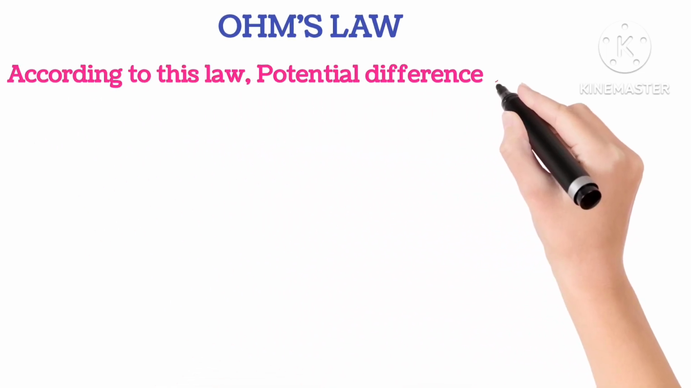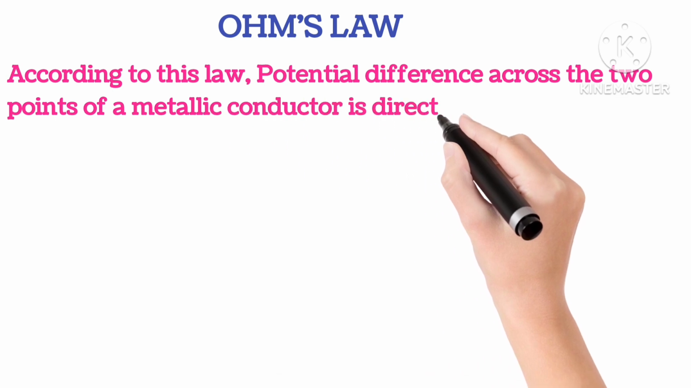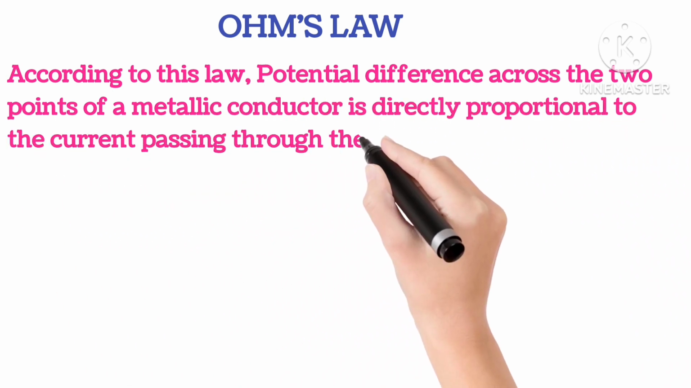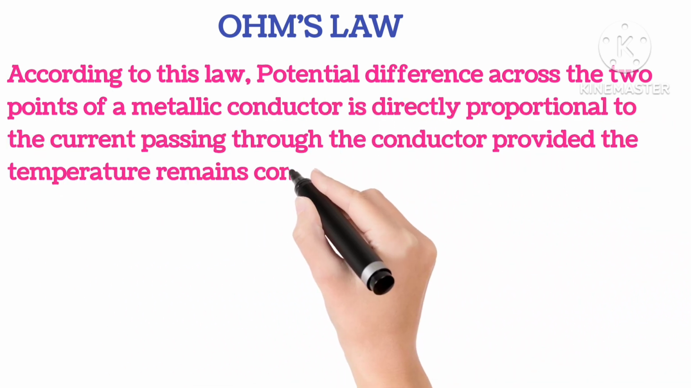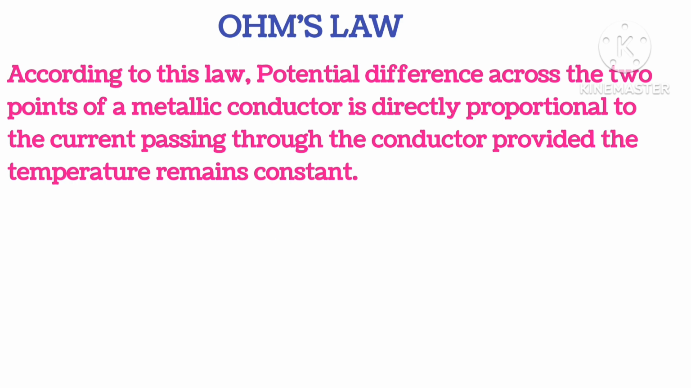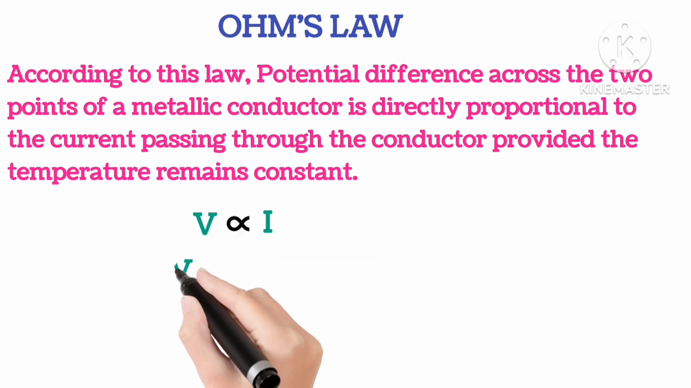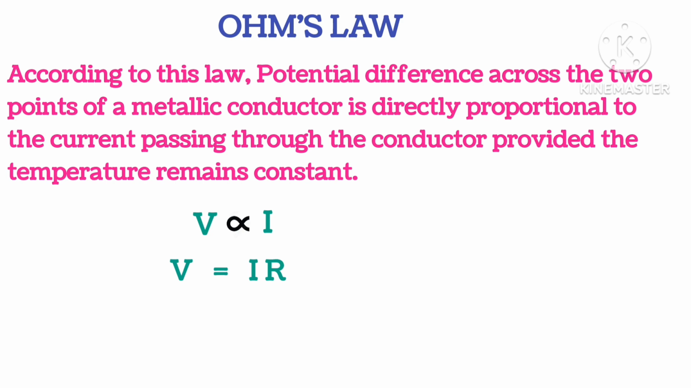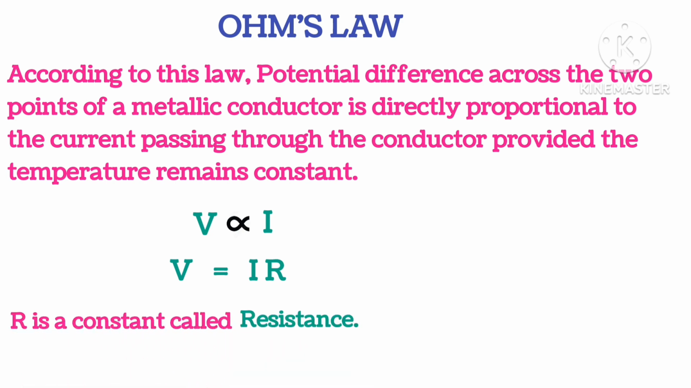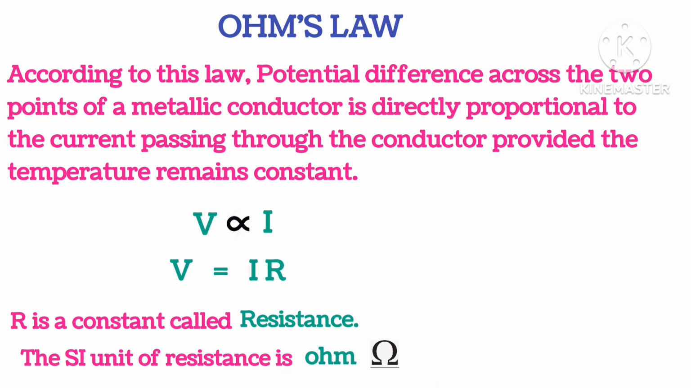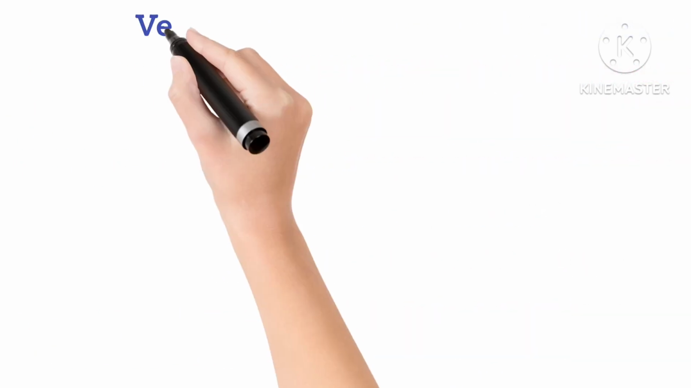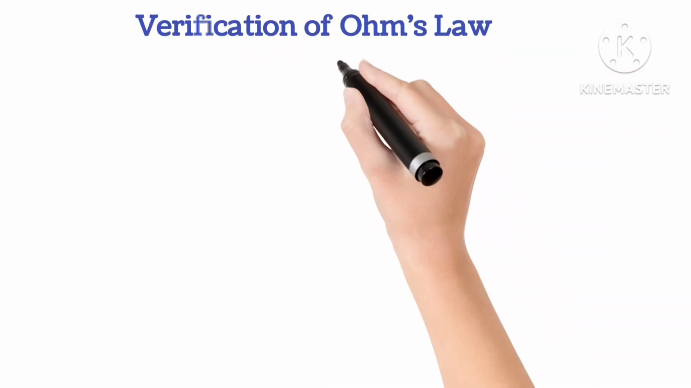Ohm's law. According to this law, the potential difference across the two points of a metallic conductor is directly proportional to the current passing through the conductor, provided the temperature remains constant. So from this we get that V equals I R, where R is the resistance and the SI unit of resistance is ohm. Verification of Ohm's law.